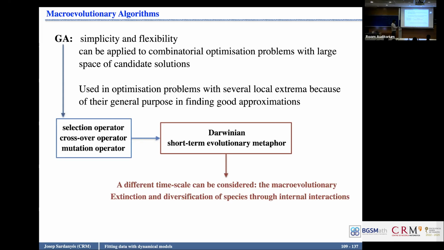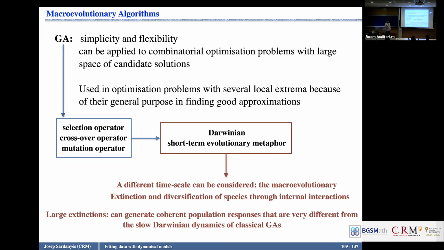And it means that we will have extinctions or macro extinctions and diversification of species through their interactions. When I talk about species, I'm talking about vectors of parameters. So I have a system with 5 parameters, and I have a family of vectors with different values. These are the species.